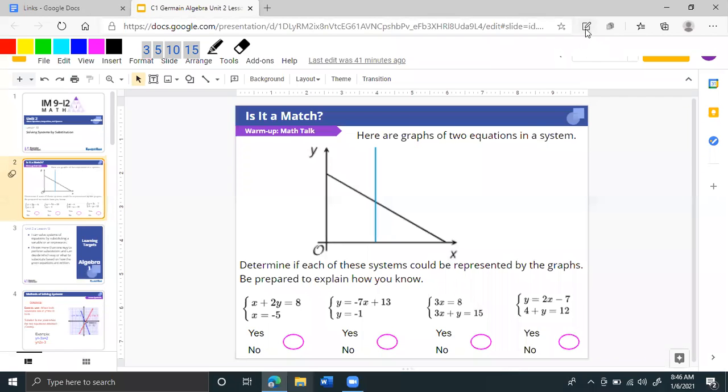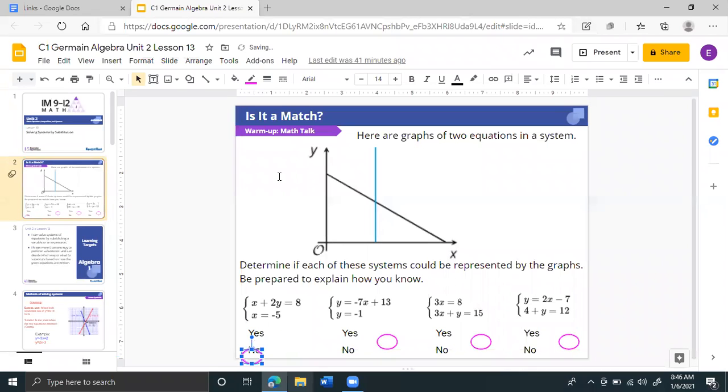Let's see. I have to turn this off. So this one is a no. Okay, so then if we look at this guy right here, this one has a negative slope. So that first equation does work, but oh no, this one hits the y-axis at -1.